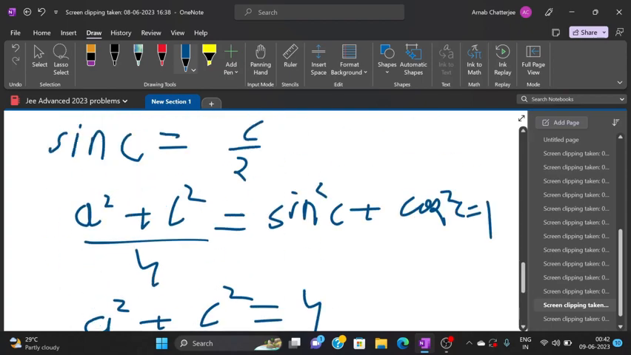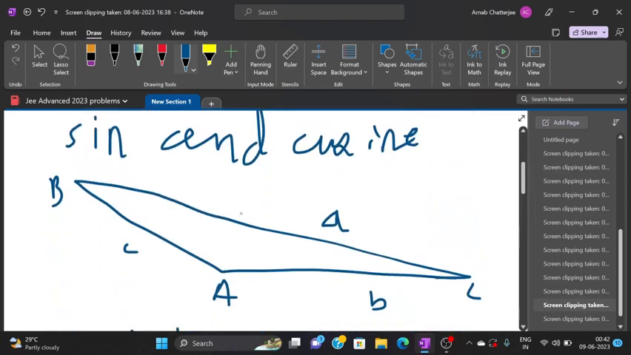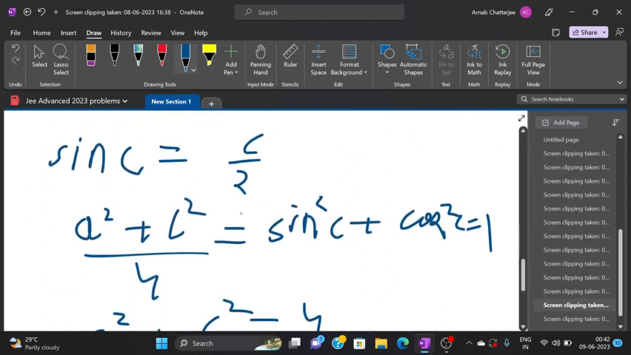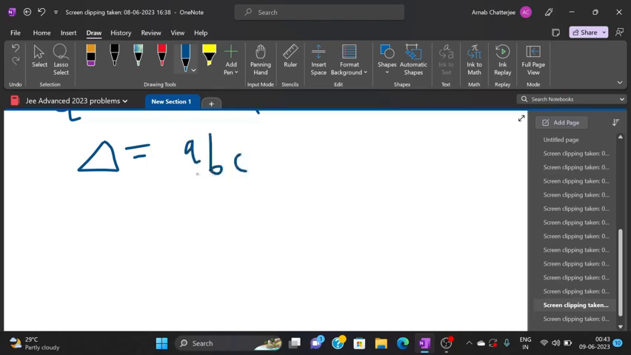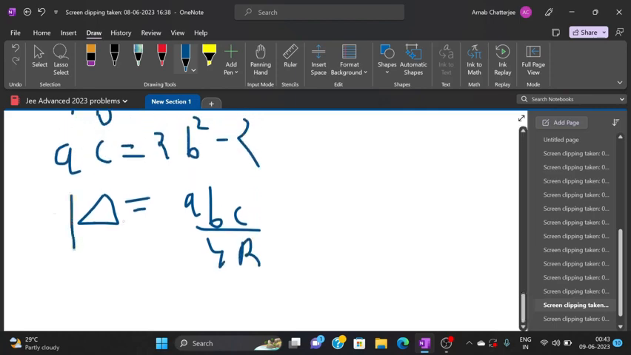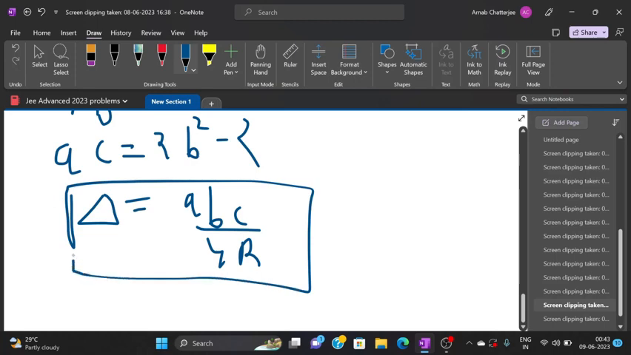Okay. Remember we have to find the area of the triangle. So let us write down what that expression will be. The area of the triangle is given by ABC upon 4R. Since we know that R is equal to ABC by 4 delta. So now we will have these relations. In this question they are denoting area by A. So let's keep it as A.